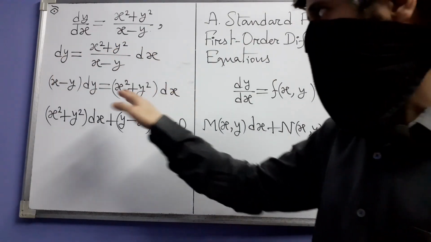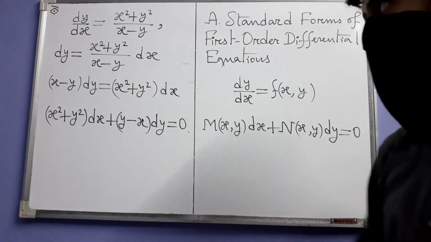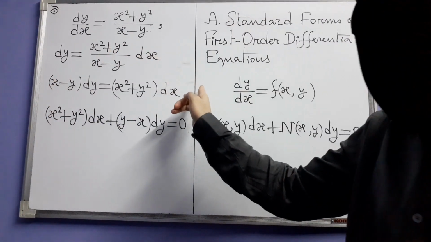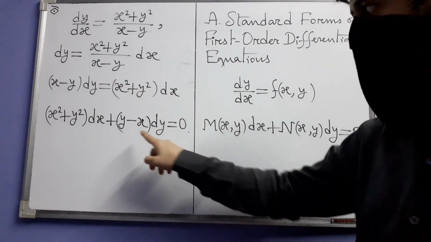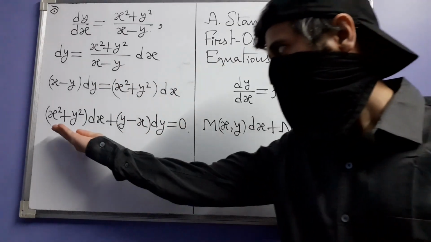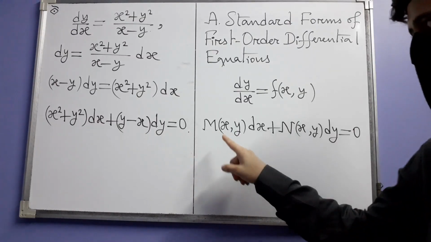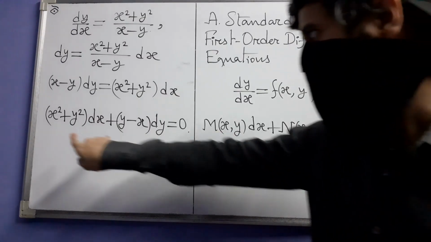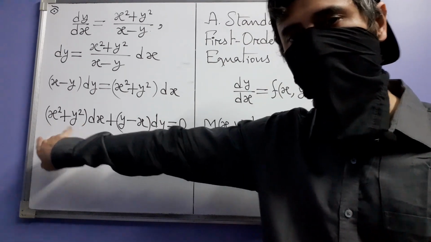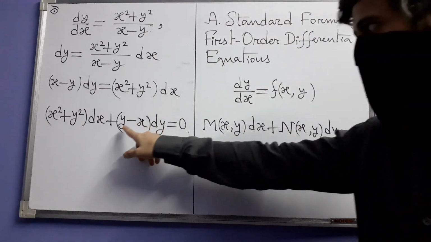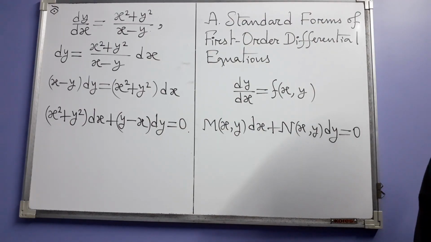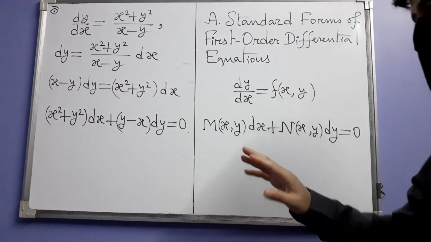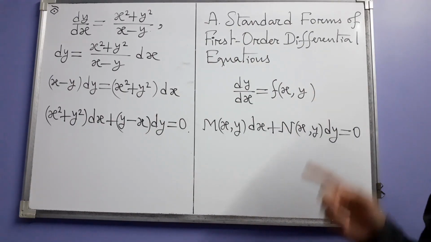And then of course you can multiply both sides by x minus y. So that way you get this. And then you bring this over to this side. x minus y becomes y minus x. So that way you get this equation, which is in this form. So you can see that the function M of x comma y in this case is x squared plus y squared, and the N function is y minus x. Just like we can turn this form into this form, we can do the opposite also, like this.